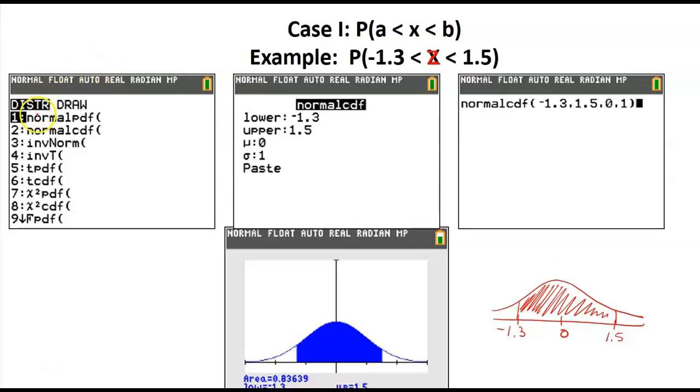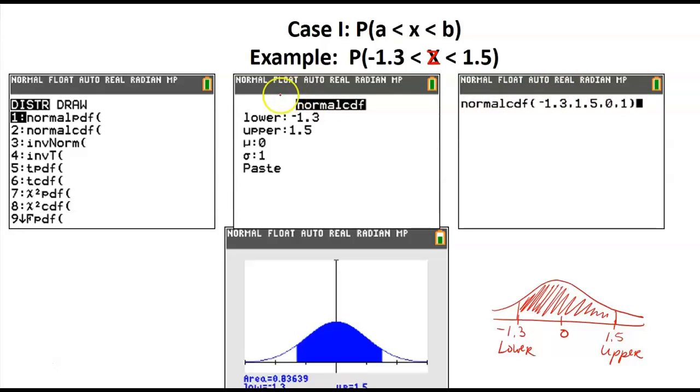What I'm going to do is go where I just showed you on the calculator, and I'm going to do the normal CDF. So choose normal CDF. Then it'll bring up a screen that looks like this. You're going to enter your lower bound, which is this one, and you're going to enter your upper, which is this. You're going to set your mean at 0 and your standard deviation at 1, and then press paste and enter.